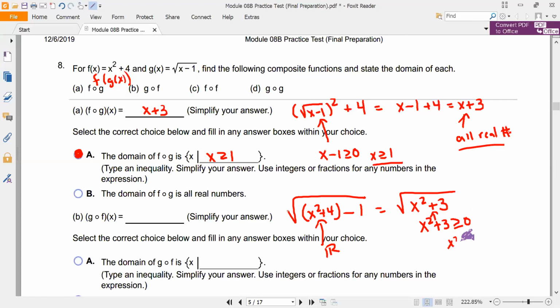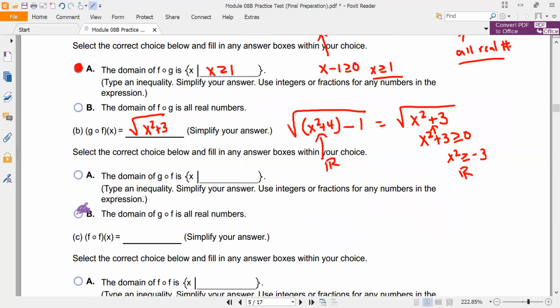And if you move over the 3 for a second, that's negative 3. X squared will always be bigger than any negative number because we're squaring. So this is also all real numbers. There's no restriction here. So if you have all real numbers for both pieces, which I didn't write my answer yet, this is square root of x squared plus 3, then the domain choice for all real numbers, since both are all real numbers, you would say that that is the domain of the composition. So that is that second choice right there.